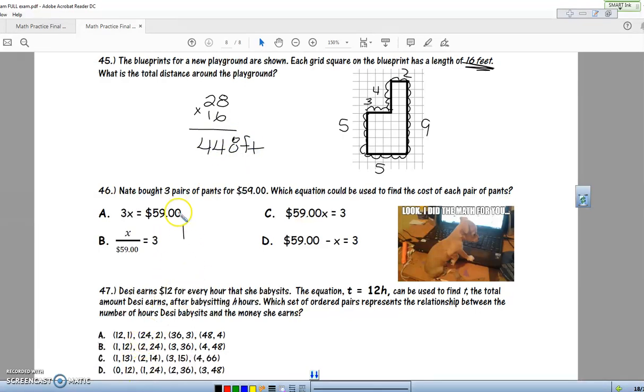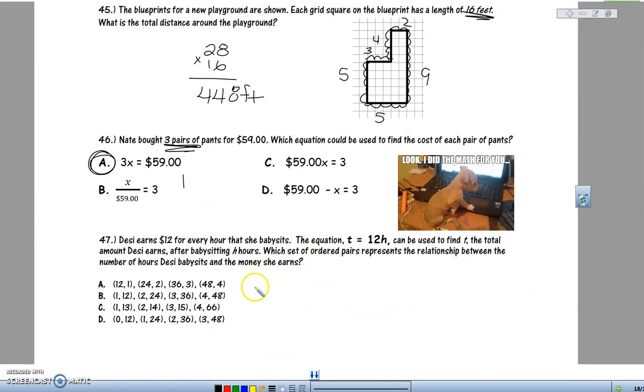Nate bought 3 pairs of pants, so he's buying multiple pants for $59. So which one shows this with the pant cost being multiplied by 3? Choice A.